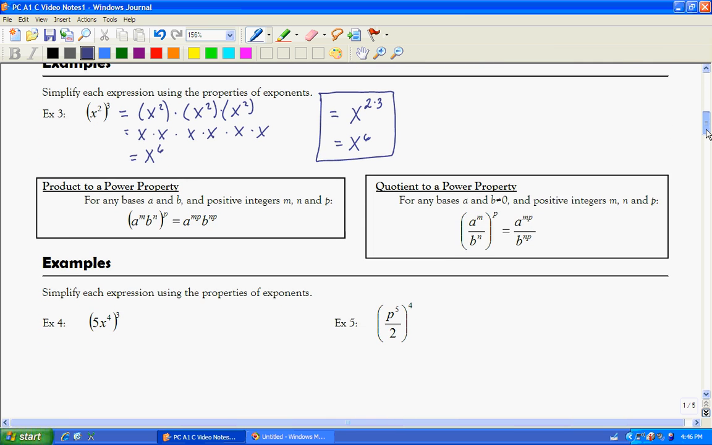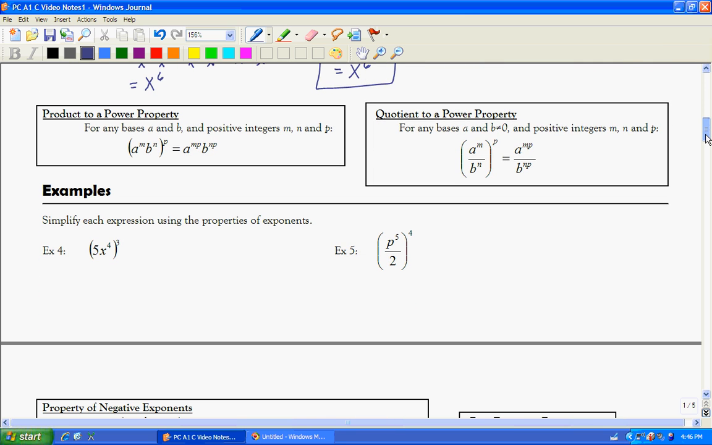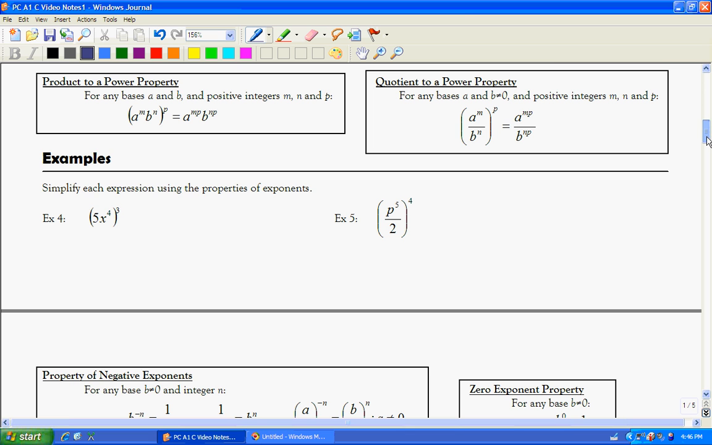Next two properties kind of go together. The product to a power property. So we have a product, a multiplication of two different powers of different bases, and then they are being raised to another power. Well, kind of what's happening here is you're distributing this power that's above. So we get a to the m times p times b to the n times p as a power.